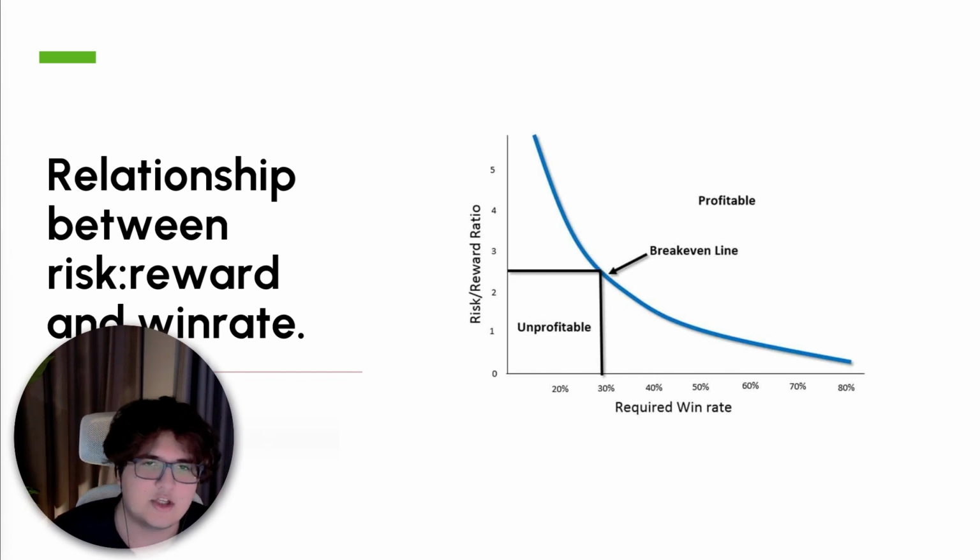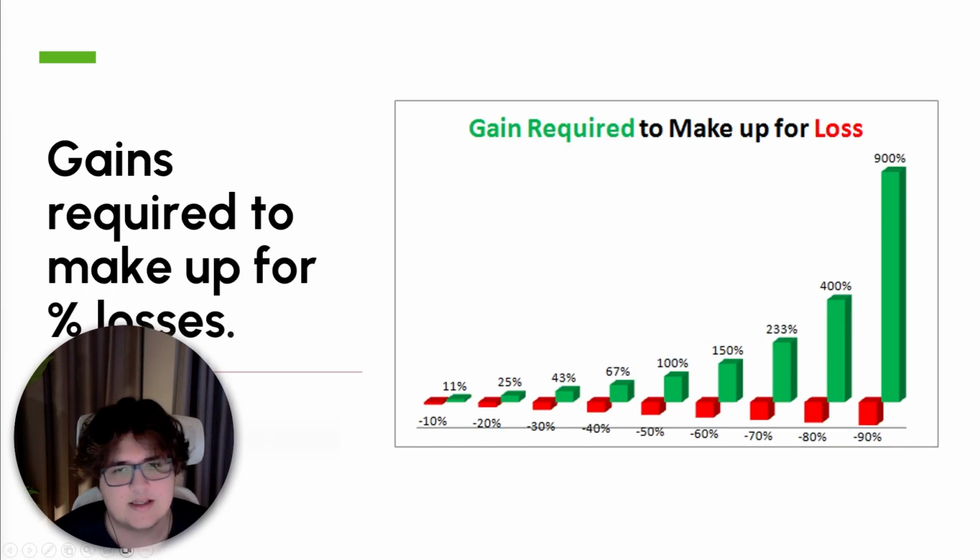And within that kind of range, I can withstand that. I can keep sticking to rules. Personally, I don't find that as mentally troubling as like 8 losses. Next is gains required to make up for percentage losses.